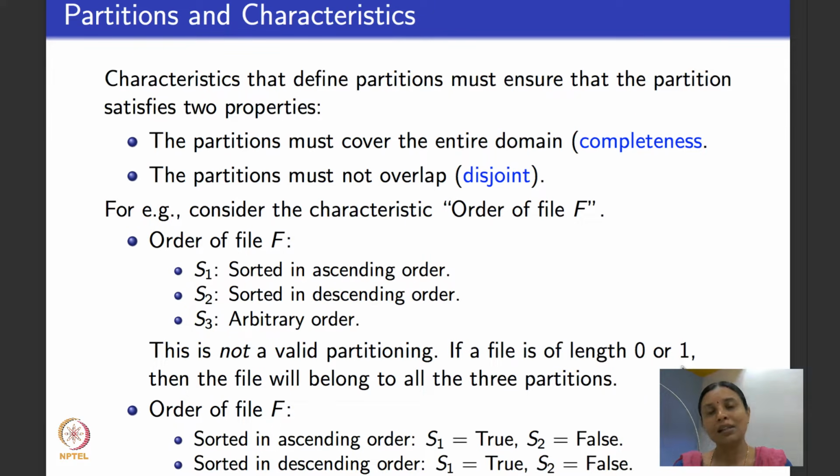So we basically consider partitions the way intuition tells us, by looking at properties, by looking at specifications. But what I'm trying to tell you through this slide is that you have to be a little careful in the way you write it. If you write it directly like this, sorted ascending, sorted descending, sorted arbitrary, then the partitions may not be valid. But if you consider each one individually as being true or false, then the partitions satisfy the disjointness and completeness properties, so they are valid partitions.